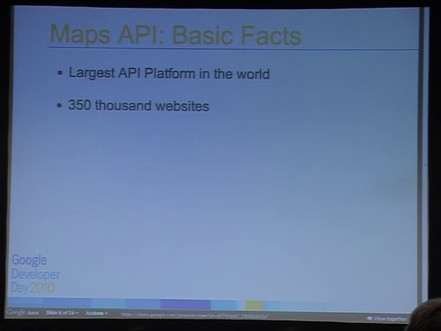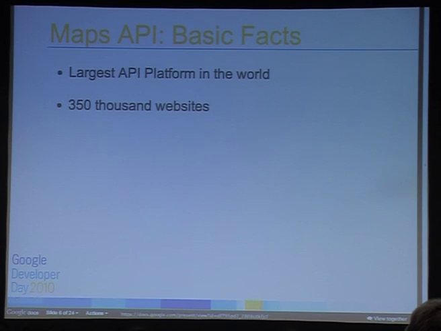Because we didn't have any idea, we just thought we were putting maps on the web. Here's a map. People want to know how to get places. But people started doing amazing things, and there are now 350,000 websites with the Google Maps API on them around the world. And they are doing incredibly interesting things that we never would have gotten around to doing. Many times never even would have thought to do. And it is now the largest API platform of any kind in the world.